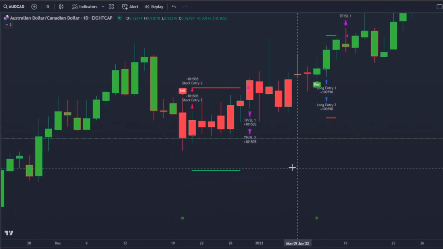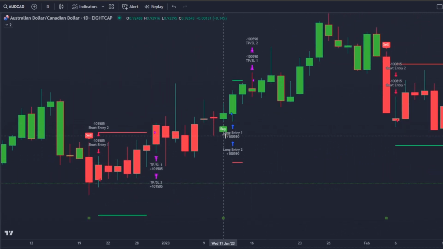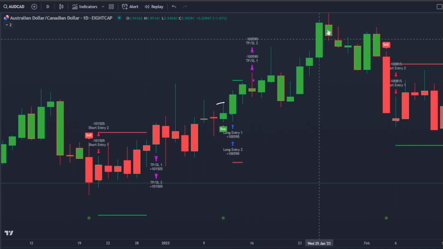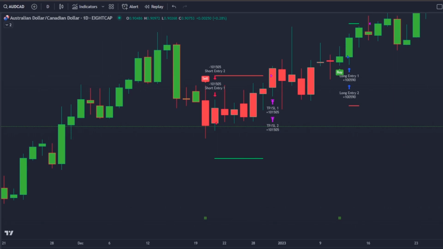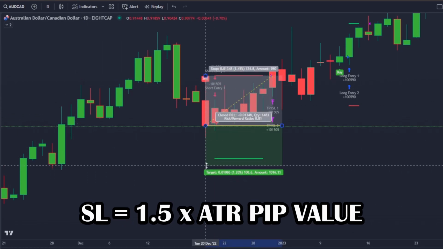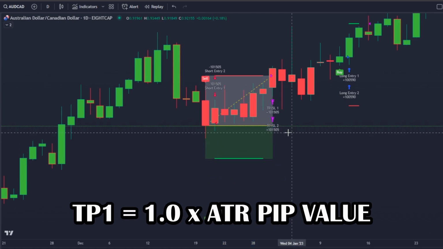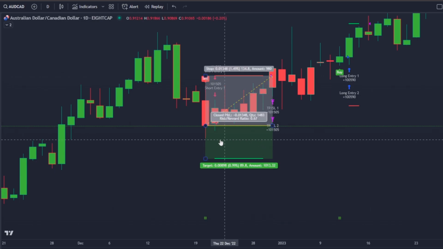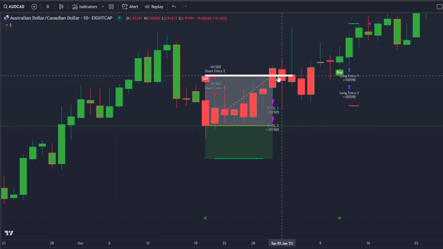So here we have our strategy at the moment, which is pretty simple. For a long position, the UT bot has to give a buy signal, and for a short position, it has to print a sell signal on the chart. For the risk management, you already know that the stop loss is equal to 1.5 times the ATR pip value, and our take profit 1 is on the 1 times the ATR pip value level. So, on this short trade example, on the AUD chart, our stop loss was hit here.